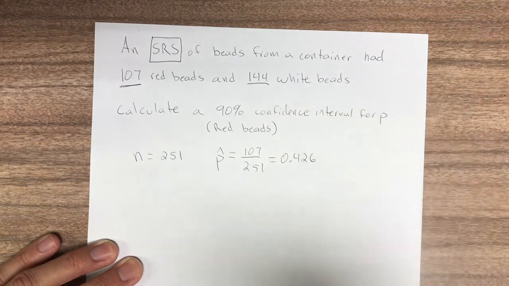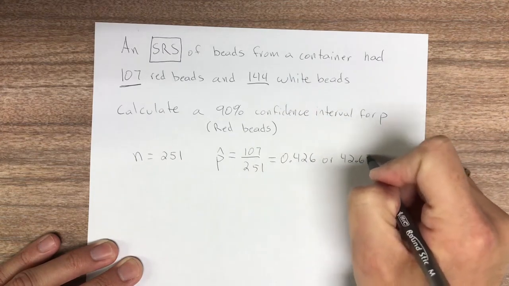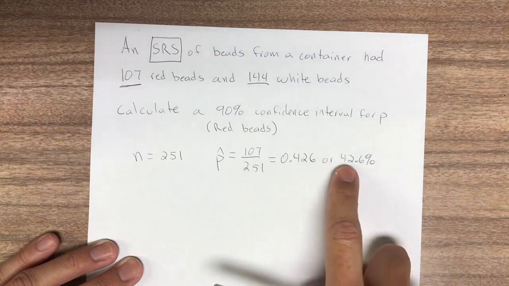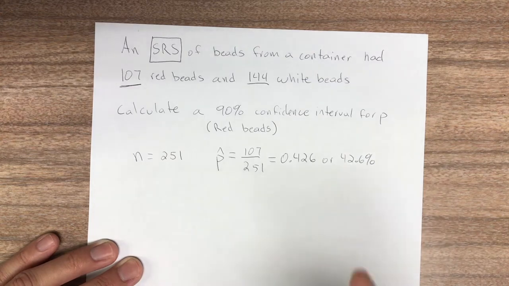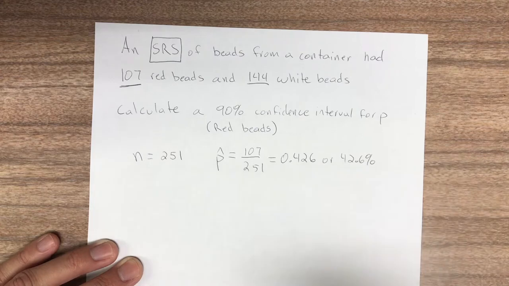0.426, that's a decimal, or you can say it's 42.6%. So what we're saying is that our estimate of how many red beads are in the container is 42.6%. But since we don't know what the actual proportion p is, the parameter for the actual population of the container, we don't know what it is, that's where the confidence interval will come in.